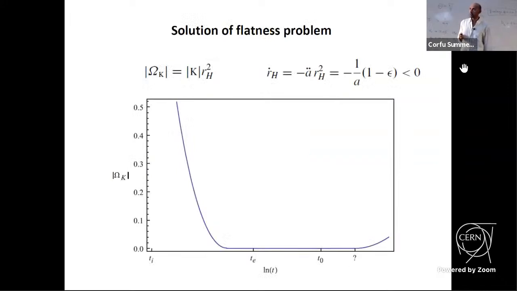How does it solve this? So let's assume that the universe was accelerating. We still don't know how, but let's assume that it was accelerating at early times. And let's see if this solves the flatness and the horizon problems.